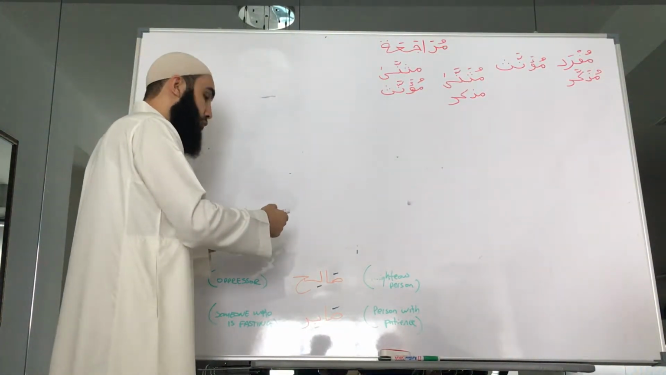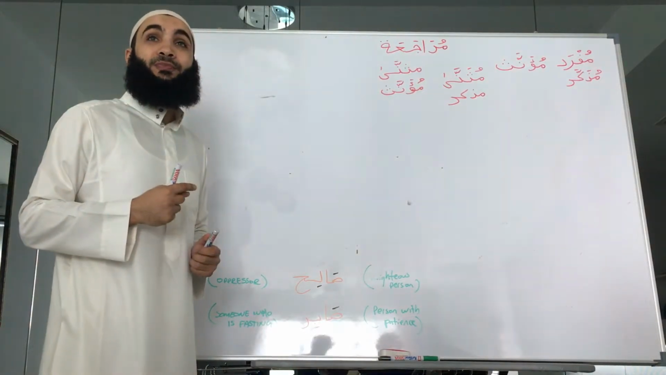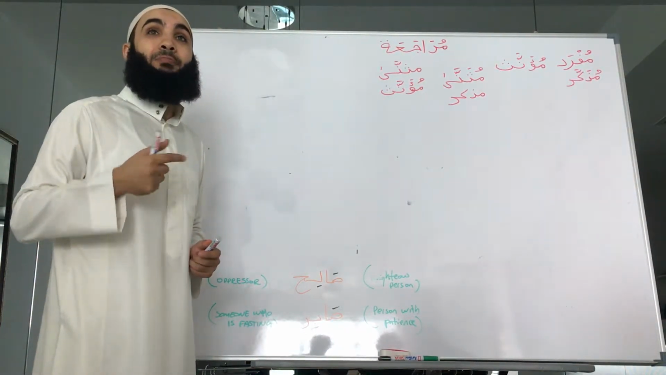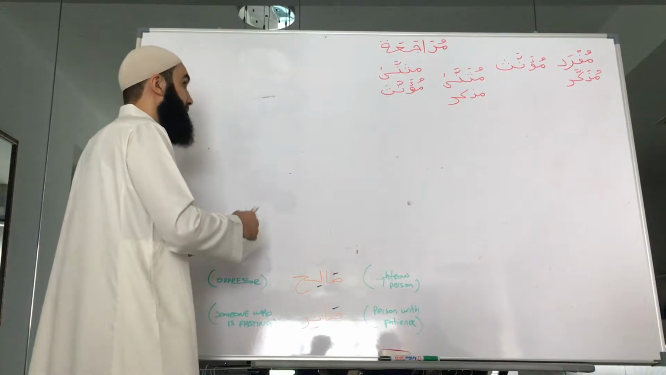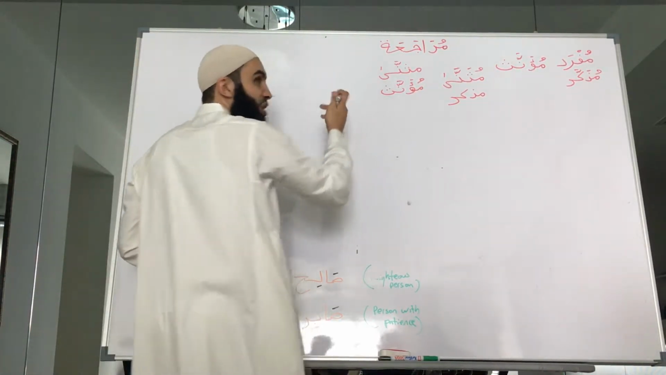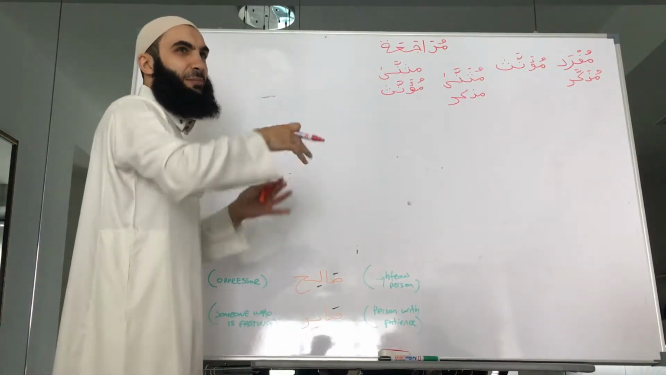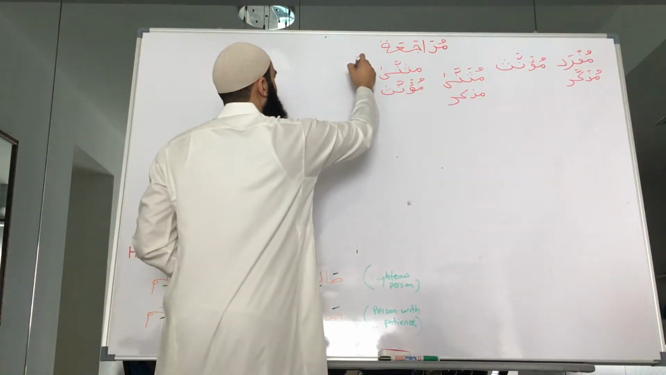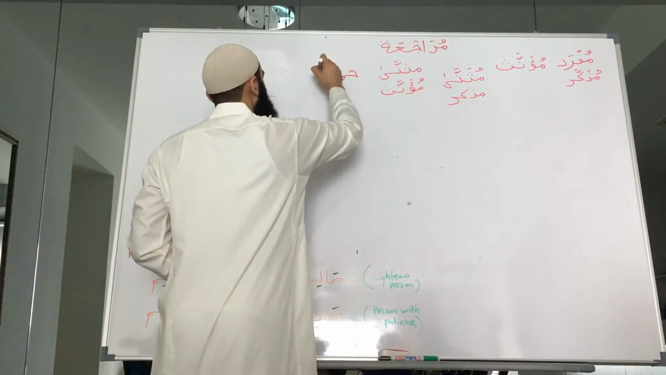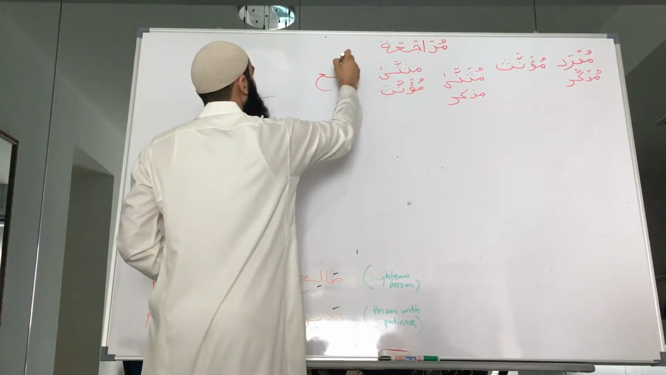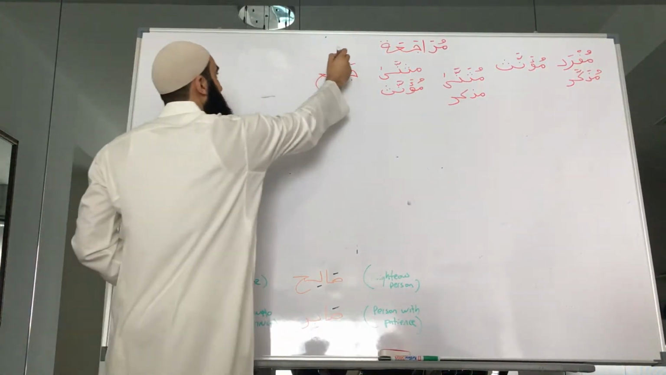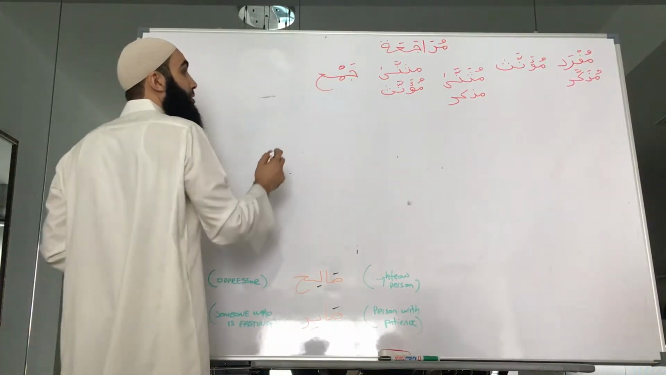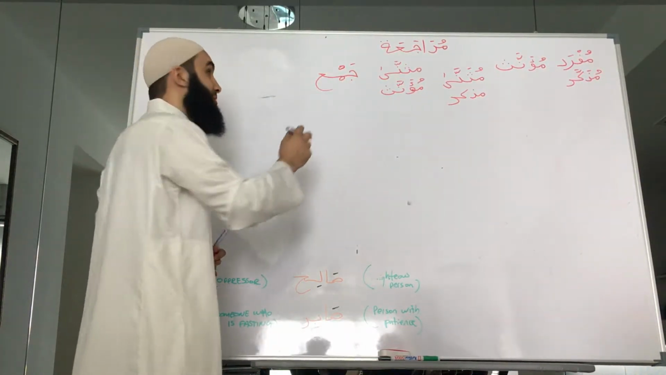And then we have the plural. Plural in Arabic is called jam'. Jam'u, yani depending on the grammar, it can be jam'i or jam'a. But jam', if we stop on the ayn, jam' mudhakkar.